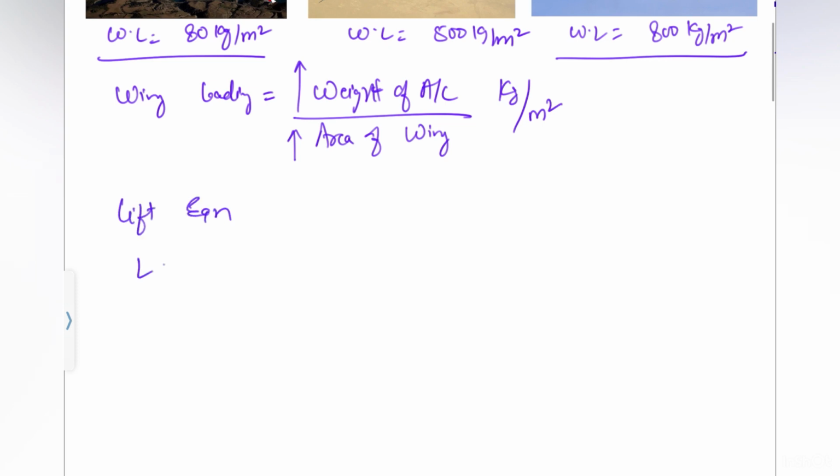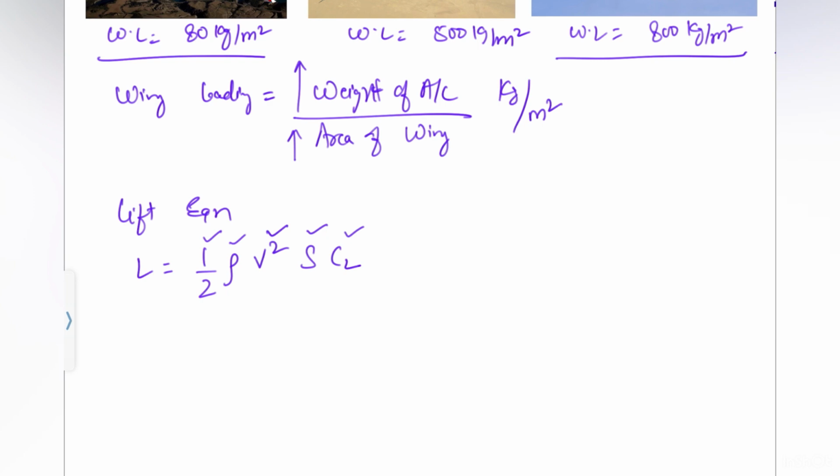As we all are aware, lift is equal to half rho v square S CL, where half is the constant, rho is the density of the medium in which the aircraft is flying, v is the velocity at which the aircraft is flying, S is the surface area of the wing, the lift generation part, and CL is the coefficient of lift, which is a design parameter of the aerofoil of the wing: at what angle of attack, at what position of the wing, how much lift is generated. So that's a design parameter.